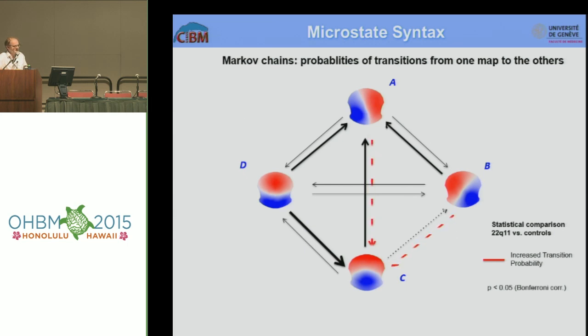We also found differences in the transitions between the different microstates using some Markov chain analysis. You see here that there are differences between these 22q11 deletion syndrome patients and controls, namely a much more frequent transition from A to C or from B to C. That's marked here in red.